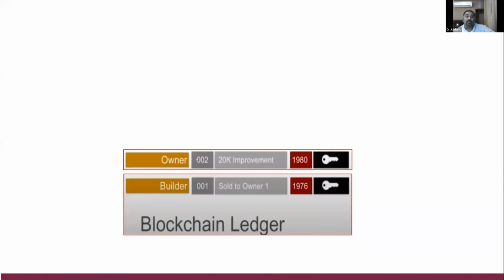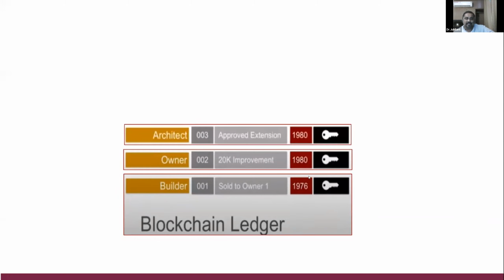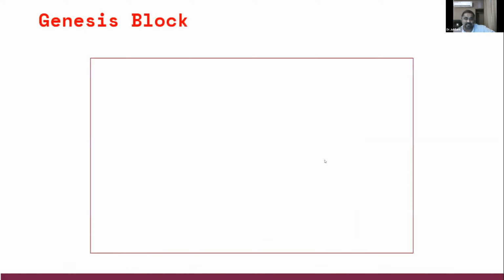Now in the next entry, you are encrypting using this key value and then adding the new value. So now the first owner is doing a 20,000 improvement. This transaction also gets encrypted, but with the value of the first transaction. Similarly, the next extension is approved by the architect, and it still gets encrypted with the previous hash values, which carry the key value for the first transaction as well as the second transaction.